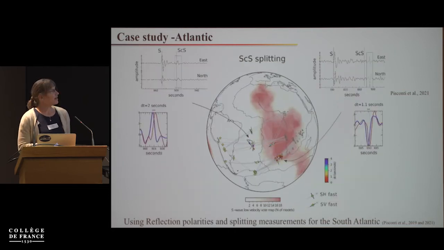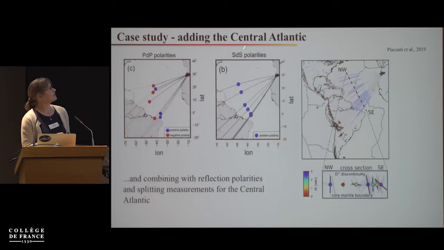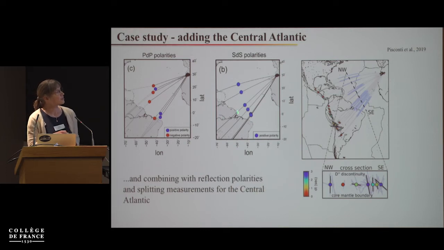Looking at the splitting, we have a variety of splitting, but you can see that here they have fairly small delay times, and here they're much larger. And we have a number of those that don't show splitting as well. If we combine this with a previous study in the Central Atlantic, where we also find positive and negative polarities for PDP, for the reflections of D double prime, only positive SDS polarities, and a number of splitting measurements that are binned here, you can again see the delay time and the direction.